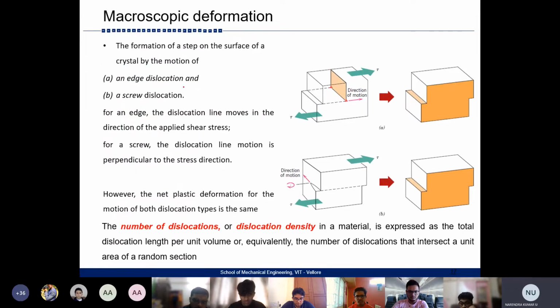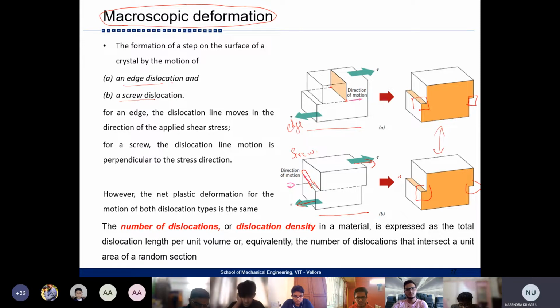Whether it is an edge or a screw dislocation, when we talk about the macroscopic deformation on the surface of the material, it always ends up in the same way. So this is with respect to edge, and this is with respect to screw dislocation. If the loop goes through the material, you get a step on the surface. This is what you get on the surface of the material. And if you do screw, by applying the shear stress, this will cut and then form again. So again you get a step on the surface. If you see both, the macroscopic deformation is the same whether it is in the edge way or the screw way.